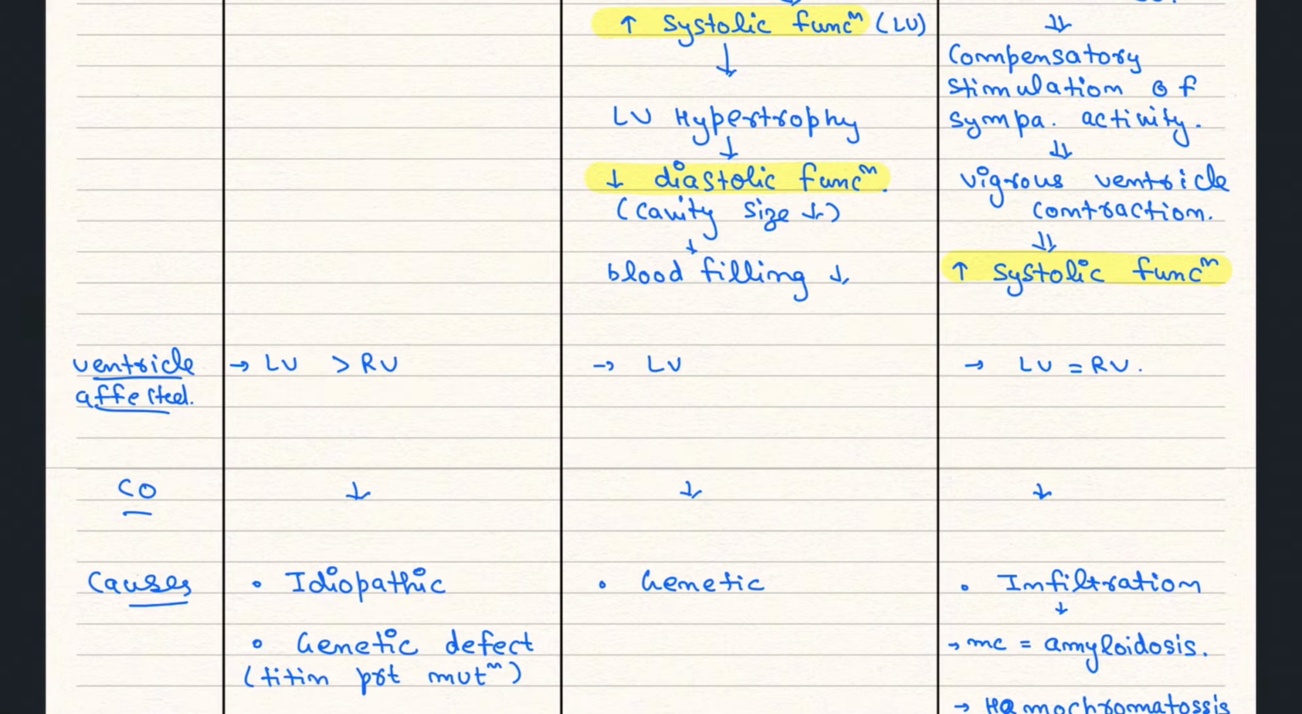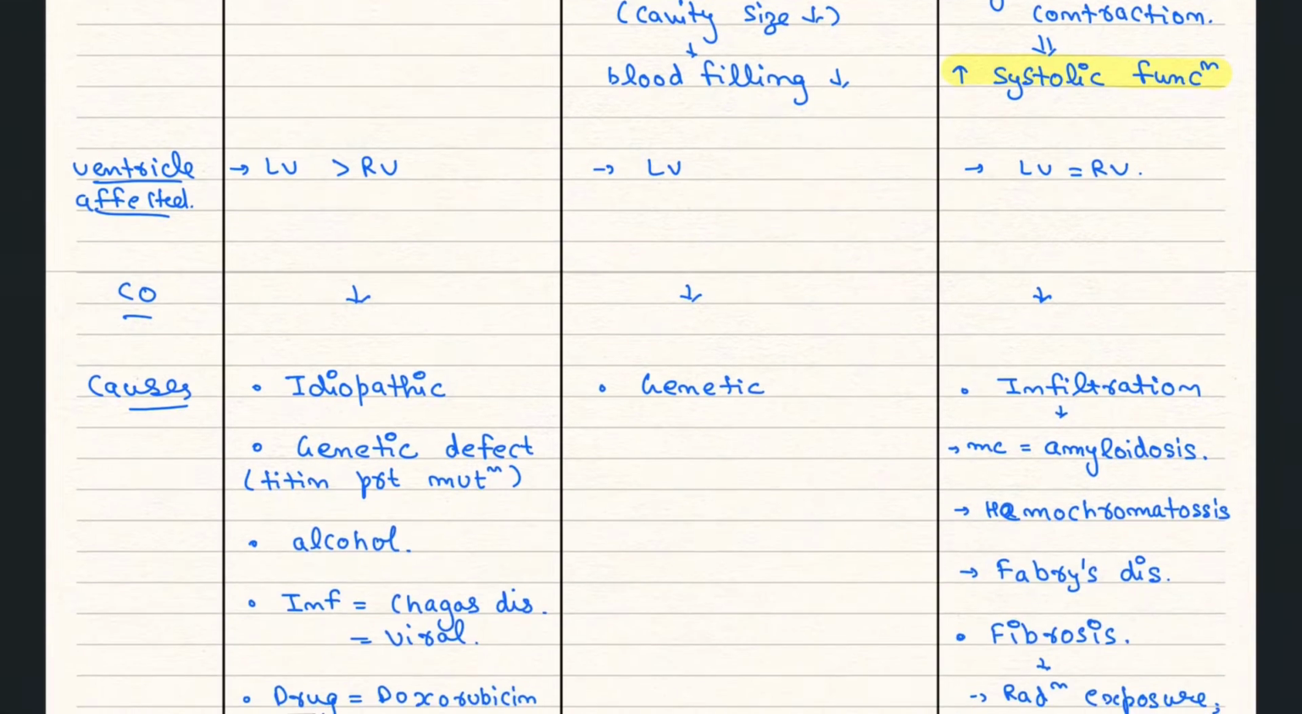Okay, so we will learn about the ventricles affected. In dilated, all the chambers are affected, most probably the left ventricle more. While in hypertrophic cardiomyopathy only the left ventricle is affected, while in restrictive both the left and right ventricles have equal chances to be affected. In all three of these, cardiac output will be decreased.